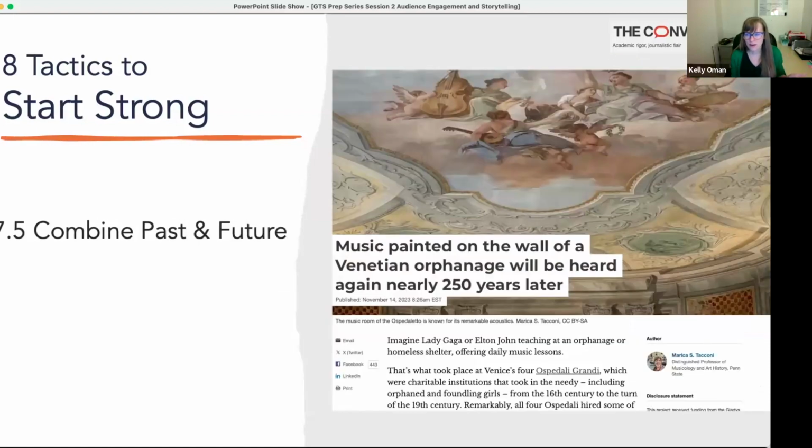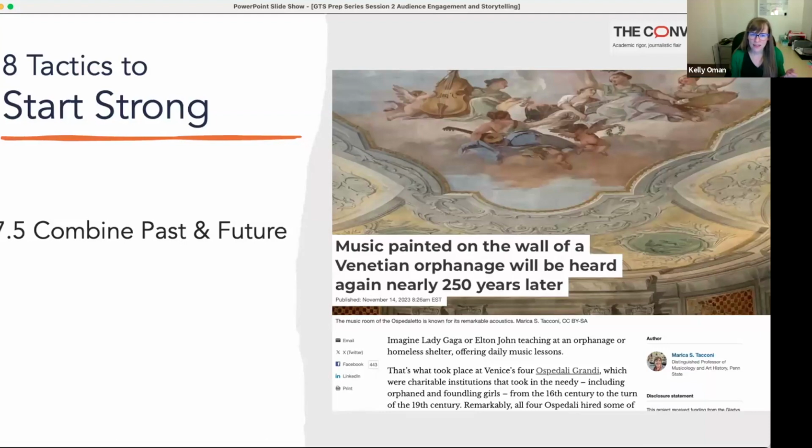And then the next one is a blend of the two, combining past and future. I included this because I found this example that I thought was so great. Imagine Lady Gaga or Elton John teaching at an orphanage or homeless shelter, offering daily music lessons. And I thought that was unique because, well, I guess it doesn't combine past and future, it combines past and present, but it still helps us think about the current day in relation to the past in a way that helps us better understand this thing that this person is going to talk about. So that's what took place at Venice's 4 Ospedali Grandi, which were charitable institutions that took in the needy. So this actually happened from the 16th century to the turn of the 19th century. And putting it in the context of something we know made it really understandable immediately.